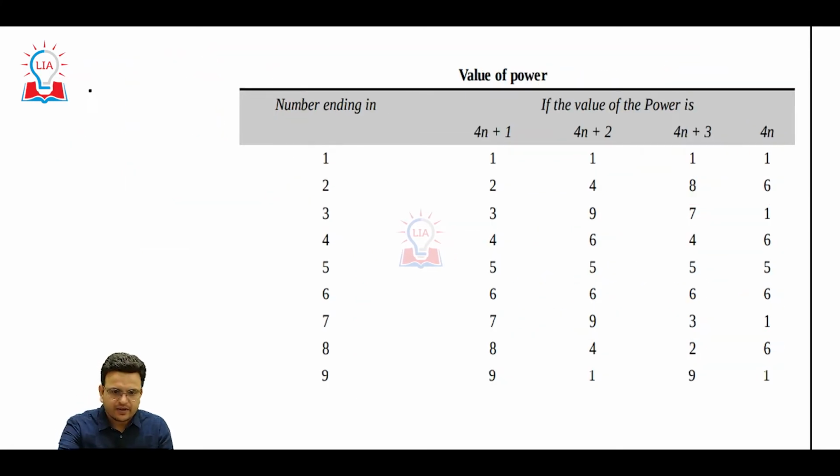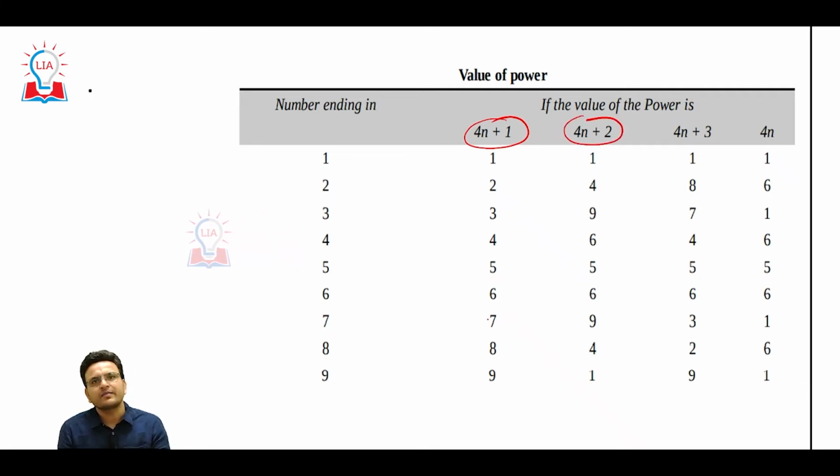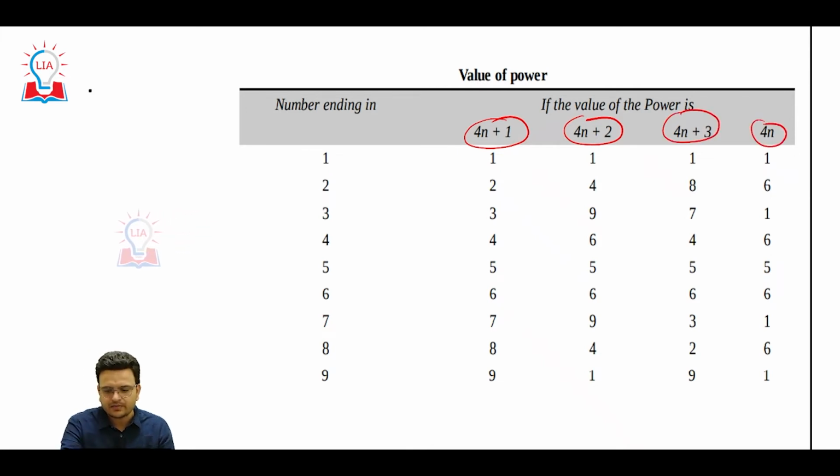Again I want to explain here. I have given the same thing, just try to see it. We are dividing the power and getting the remainder: when dividing the power by 4, the remainder is 1, 2, 3, or no remainder. I will explain it here.